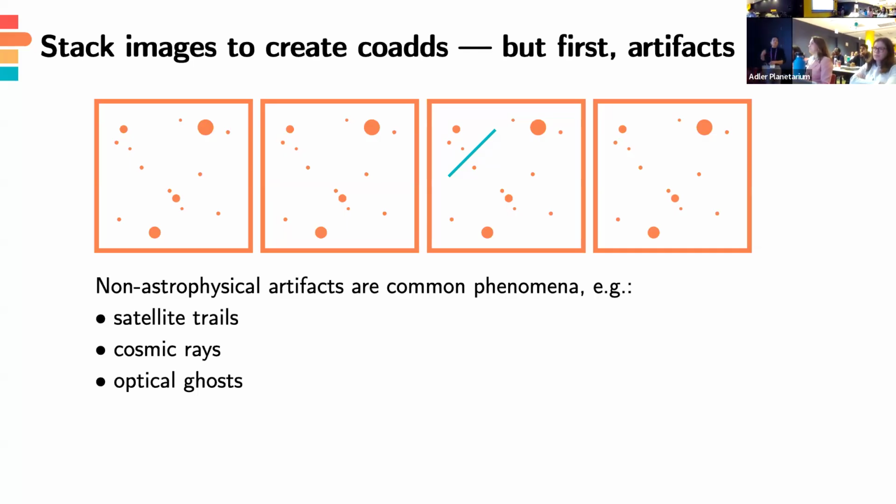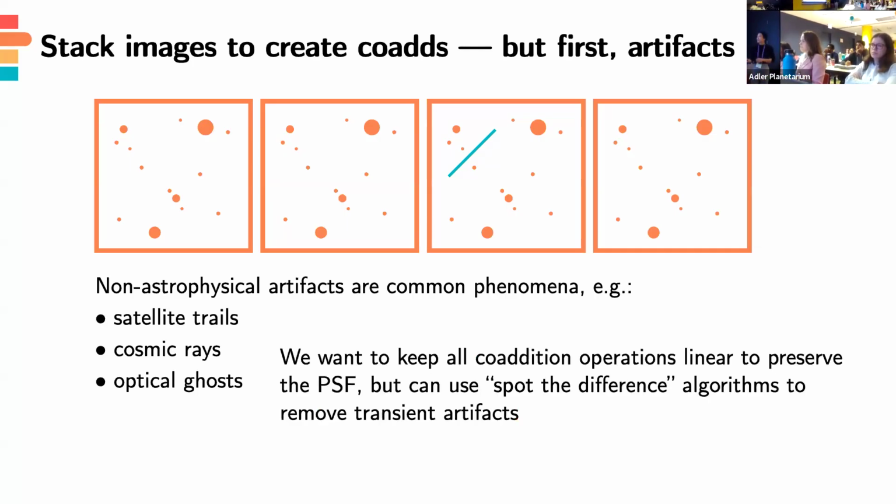The good thing about these types of transient artifacts is that we can remove them with spot-the-difference algorithms. So we see nothing here, a huge feature here, and then nothing here again. That gives us the clue that we probably don't want that huge linear feature in our final coadd. One caveat to this is that we want to keep all of the co-addition operations linear to preserve the PSF.